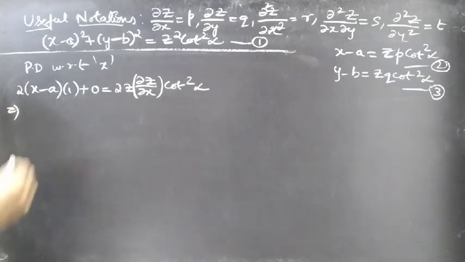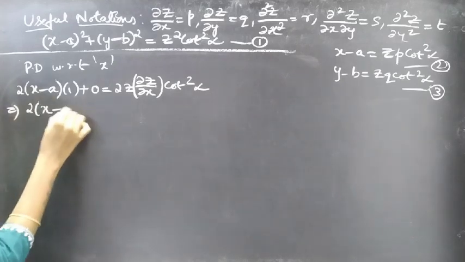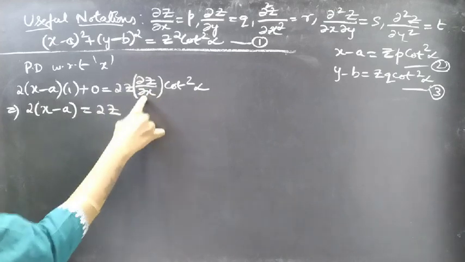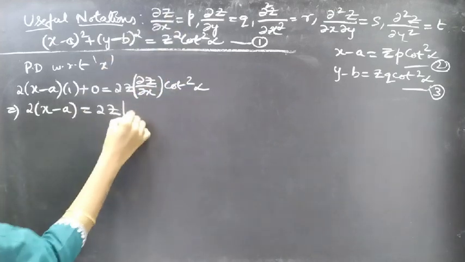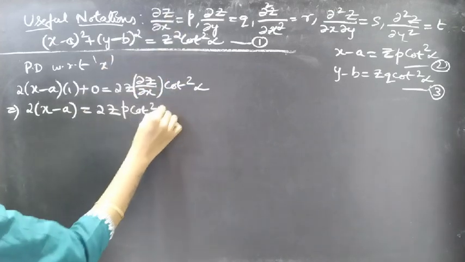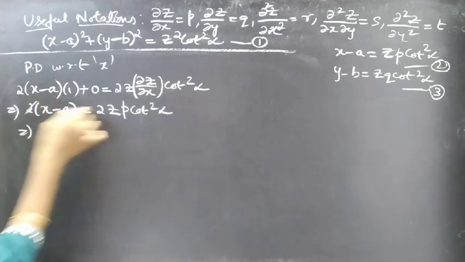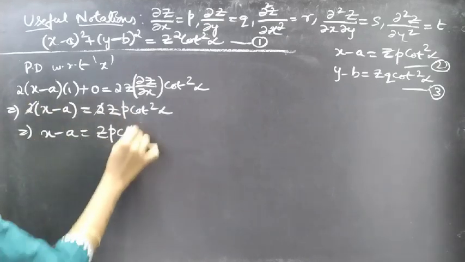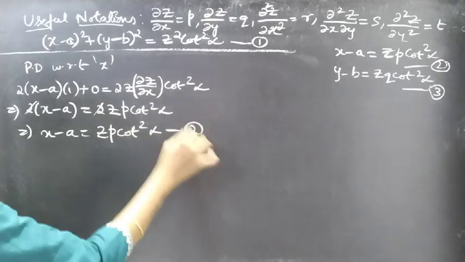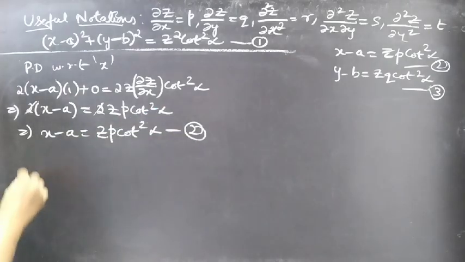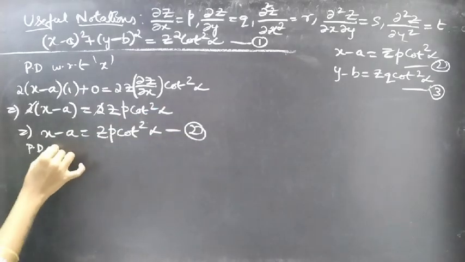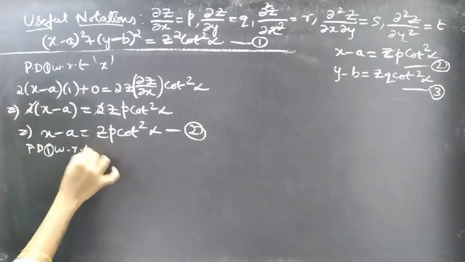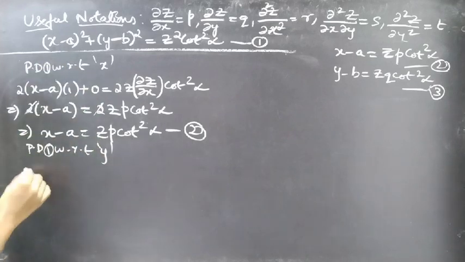Now from this we'll get 2 times (x minus a) equal to 2z. Just replace dou z by dou x by the notation p. You'll get p into cot square alpha, right? The 2 gets cancelled and you'll get x minus a equal to z p cot square alpha, which we have considered as equation 2. Now partially differentiate 1 with respect to y, okay?